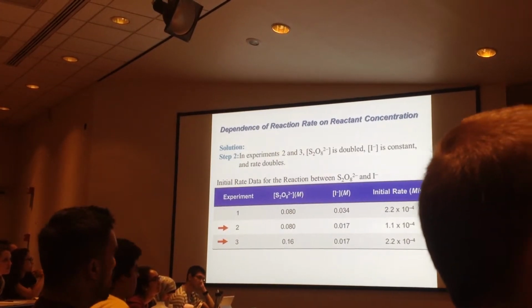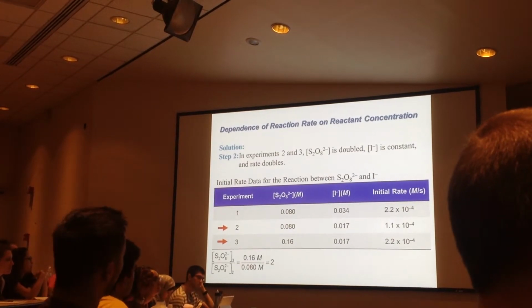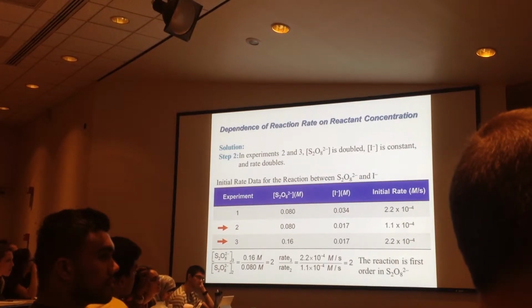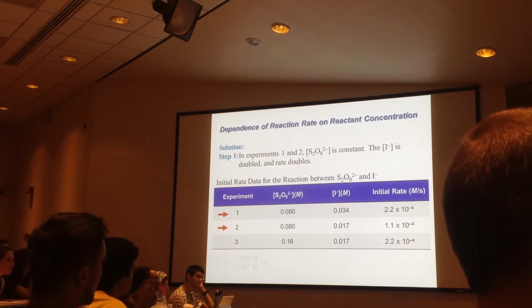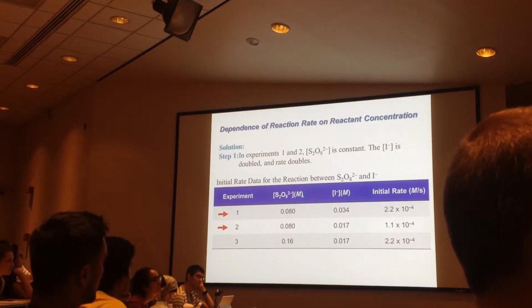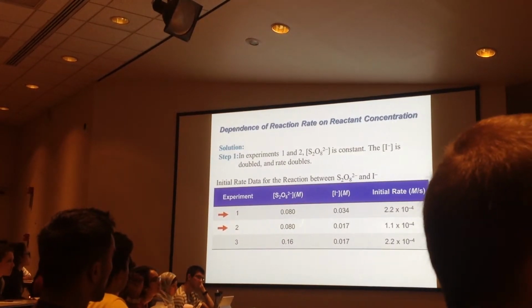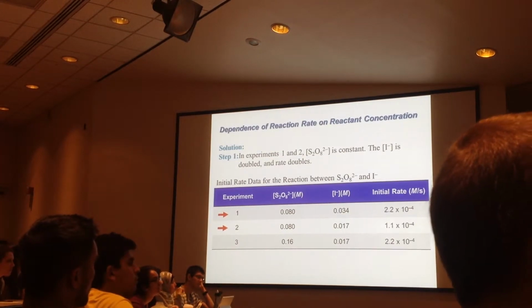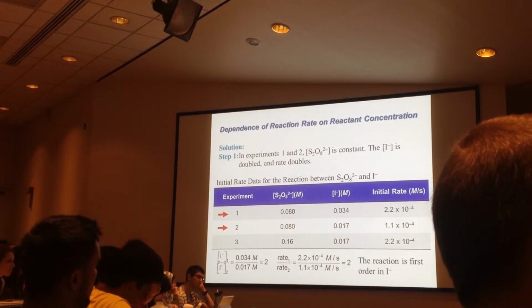If we do 2 and 3, I is constant, so it's 0.16 over 0.08, which is 2, and 2.2 over 1.1, which is 2. So first order, X equals 1. All right, let's go back now. On this one, to find the Y exponent for I minus, pick the ones where the other concentration is the same. So these cancel out. 0.3 over 0.17, so the rate doubles. So in this case, it must also be first order in I.